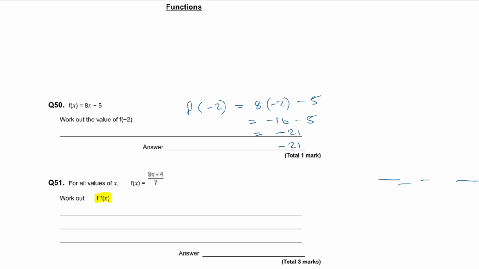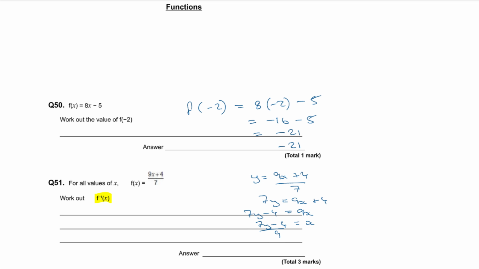Now, in order to do that, what we're going to do is switch back into y and x notation first. Let y be equal to the expression. We've got 9x plus 4 over 7. And then rearrange it to make x the subject. So multiplying through both sides by 7, I'm going to get 7y is equal to 9x plus 4. Taking 4 away from both sides, I'm going to get 9x is equal to 7y minus 4, and then dividing through both sides by 9, I'm going to get x is equal to 7y minus 4 divided by 9.